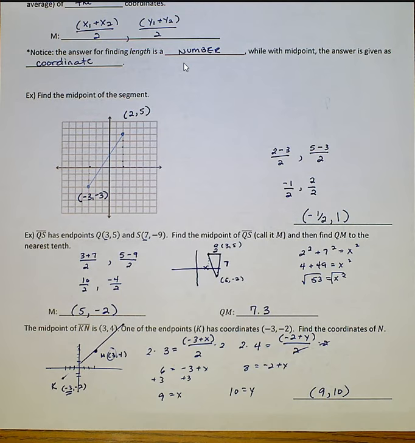Alright, so that's the midpoint formula. That's the distance formula. Hopefully you know how to use those. You know how to use the Pythagorean theorem instead of the distance formula as well if necessary. And you know how to find the midpoint and the other endpoint given the midpoint.